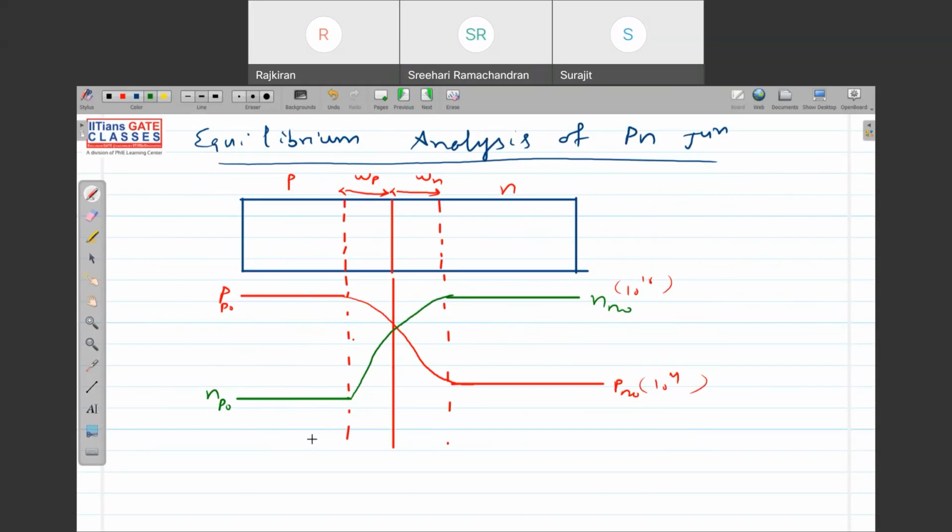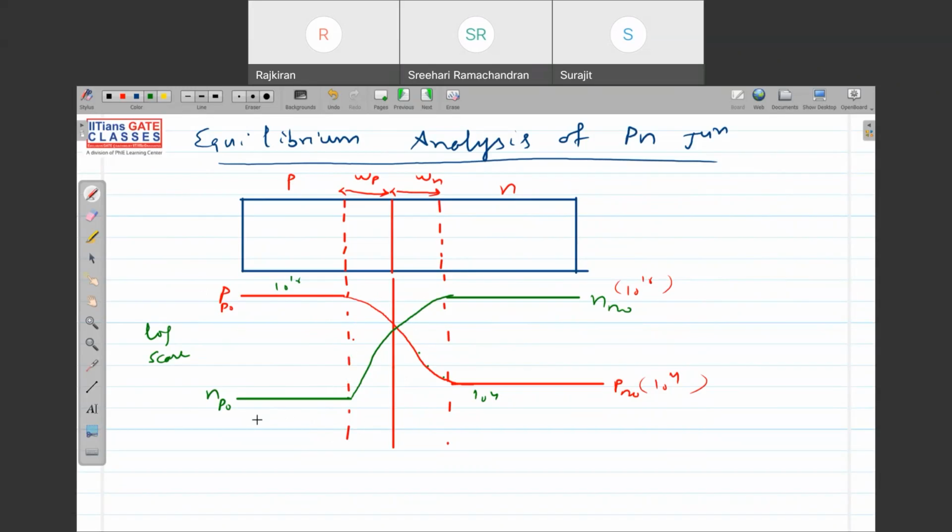See, this is 10 power 16, this is 10 power 4. In between it will go from 4 to 5, 6, 7, 8, 9, 10, 11, like that, up to 10 power 16. This is in log scale. If you want to plot in the linear scale, how will it be?